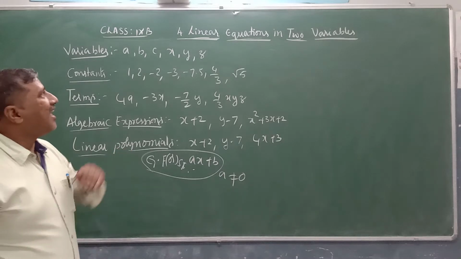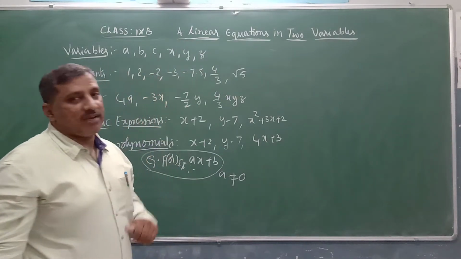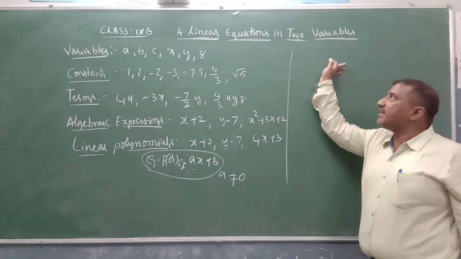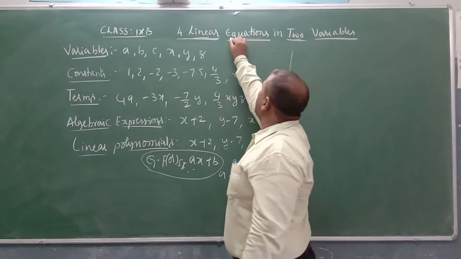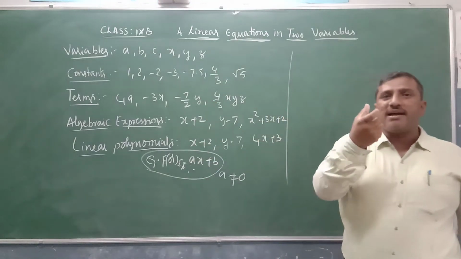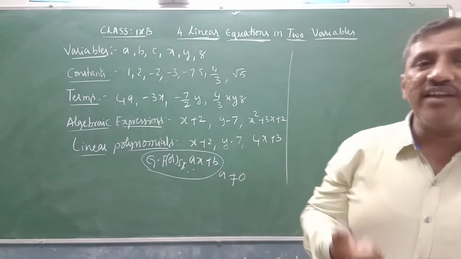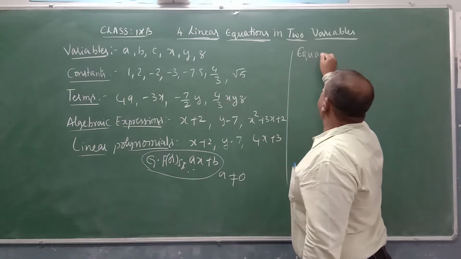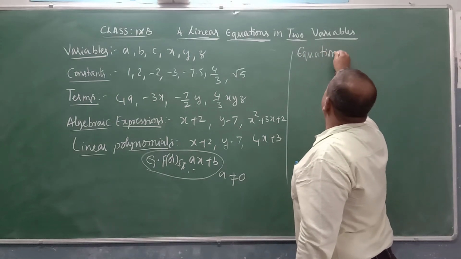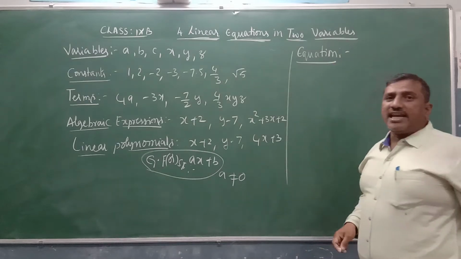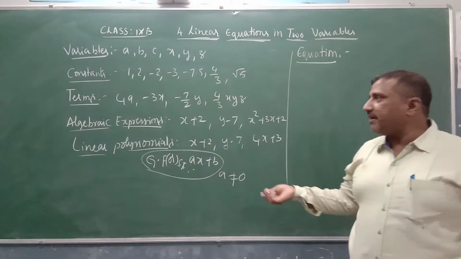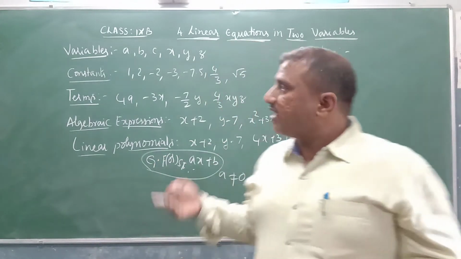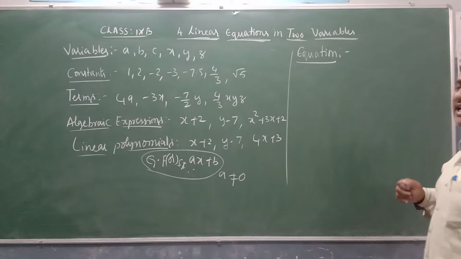Now, linear equations in two variables. We studied what are variables. Two variables means two different variables. Now, what is an equation? An equation is a mathematical statement which is equated to 0. Mathematical statement means an algebraic expression also. An algebraic expression which is equated to 0 is known as an equation.